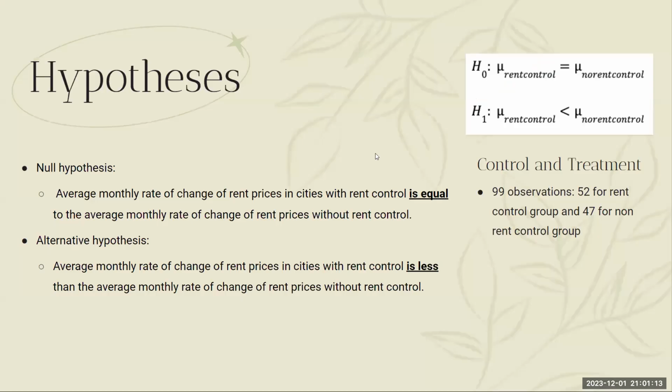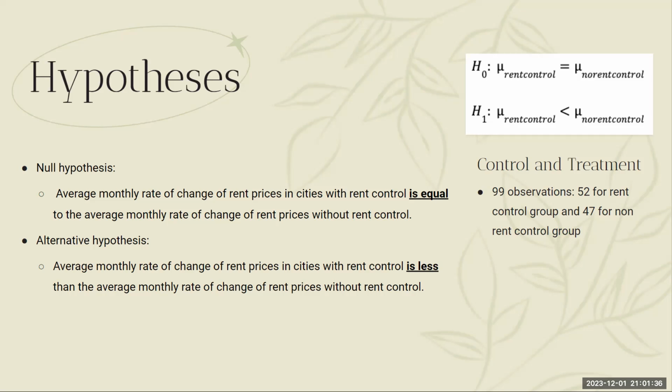Moving on to our hypothesis. For this project, it details the relationship between rent prices and the enacted rent control policies. We have specified our control group to consist of cities that have no rent control with a total of 47 observations, and our treatment group to be comprised of cities with rent control with a total of 52 observations.